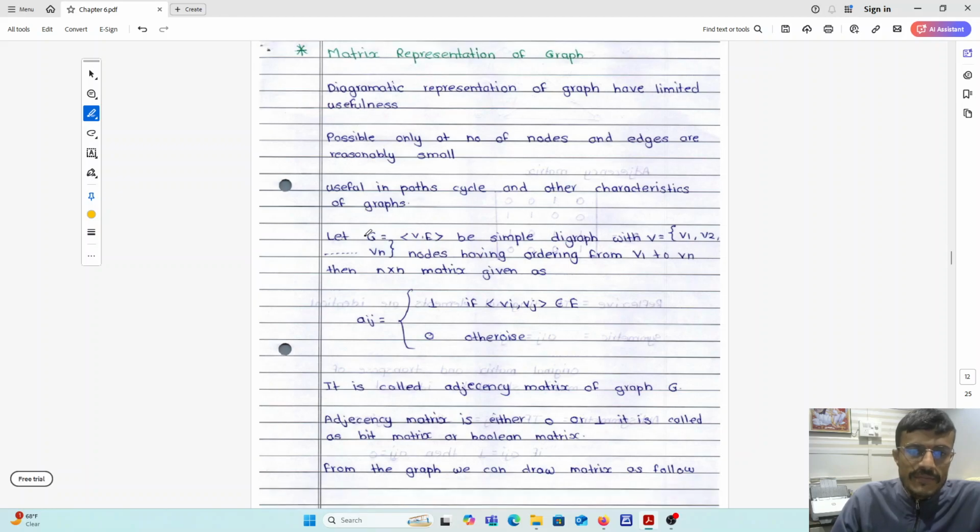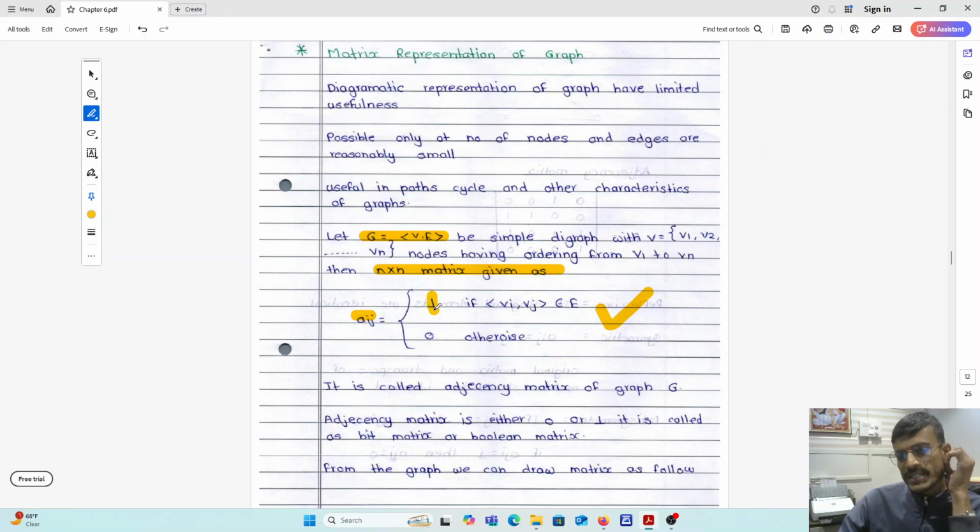Now see, if G of V is a simple diagram with V equals V1, V2 up to Vn nodes having order from V1 to Vn, then an n by n matrix is given as follows. Means, for example, if G of V is the given graph where V is the vertices, let us say n vertices are given to you, then the matrix should be n by n. And how to plot the elements in the given matrix? For that purpose we are using the adjacency matrix. So A of ij is nothing but the adjacency matrix element.